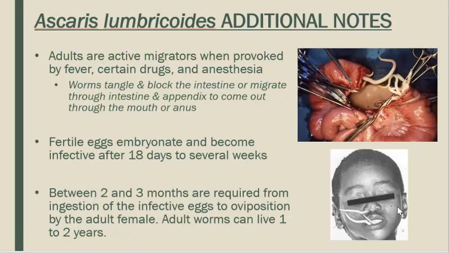Fertile eggs embryonate and become infective after 18 days to several weeks. Between 2 to 3 months are required from ingestion for the infective eggs to be oviposited by the adult female. Adult worms can live up to 1 to 2 years. So as long as they're in the host and they're happy, they can live up to 1 to 2 years as adult worms.